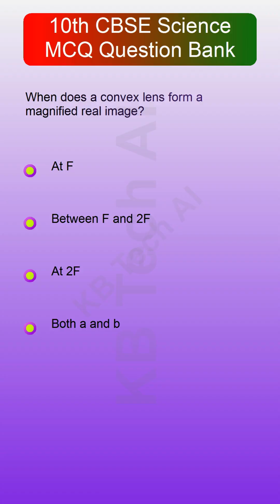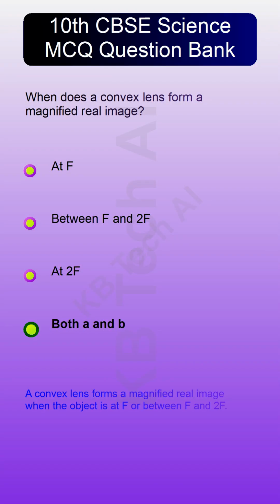When does a convex lens form a magnified real image? Option 1, at f. Option 2, between f and 2f. Option 3, at 2f. Option 4, both A and B. The answer is option 4, both A and B.